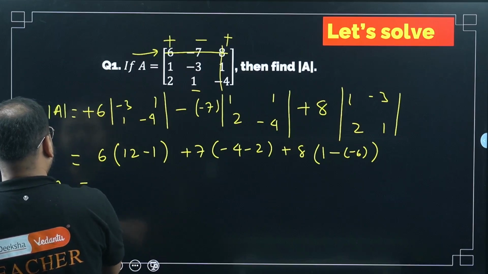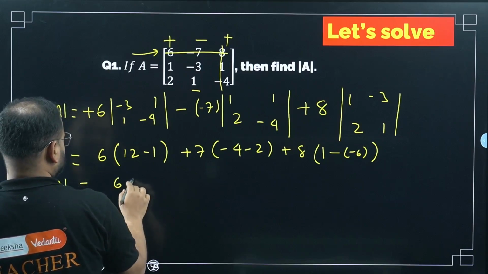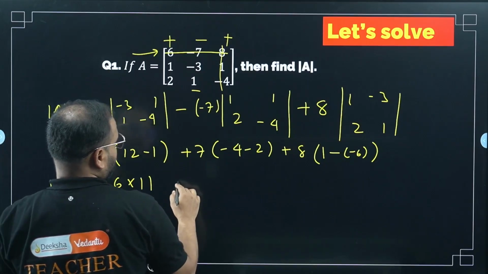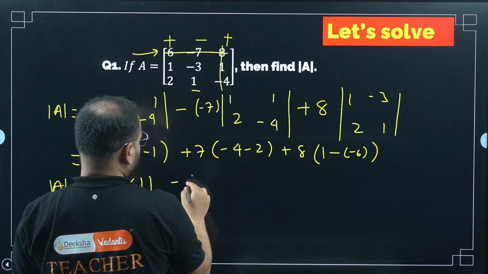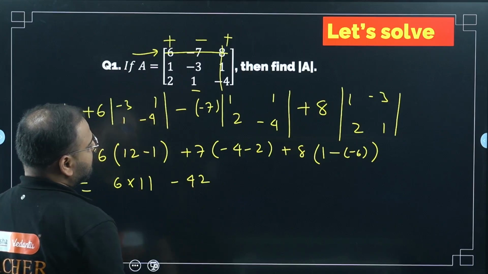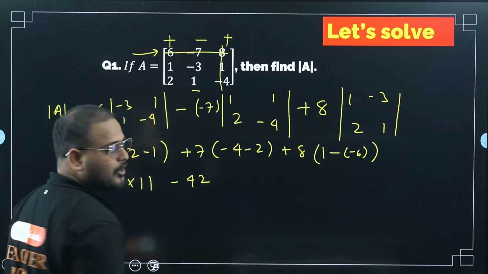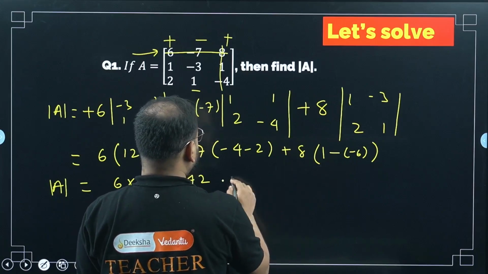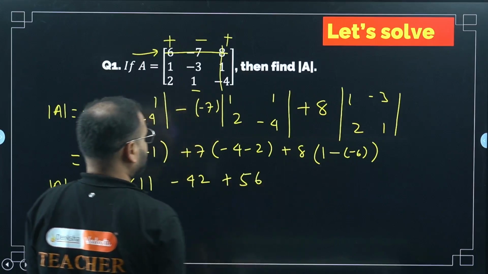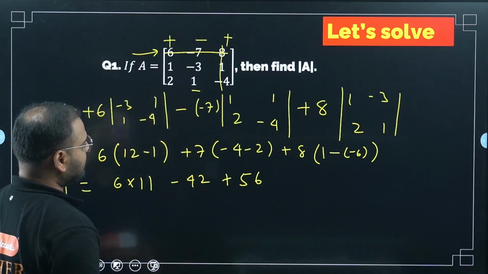Final answer for determinant A. 6 times 11. 7 times what? 7 times 6, right? So minus 42, correct? 7 times minus 6, 7 sixes are 42, plus and minus is minus. This is what? 8 times plus 7, so 56. Check here, please.